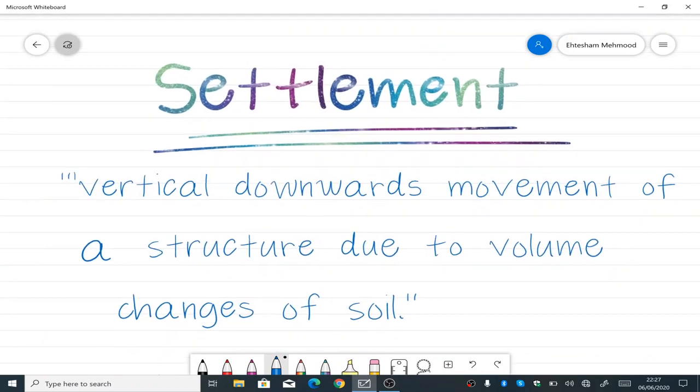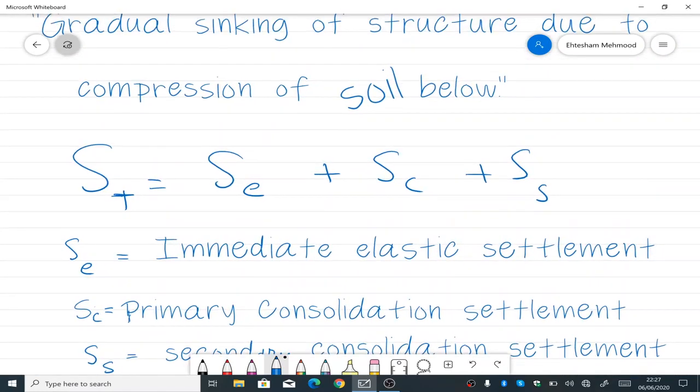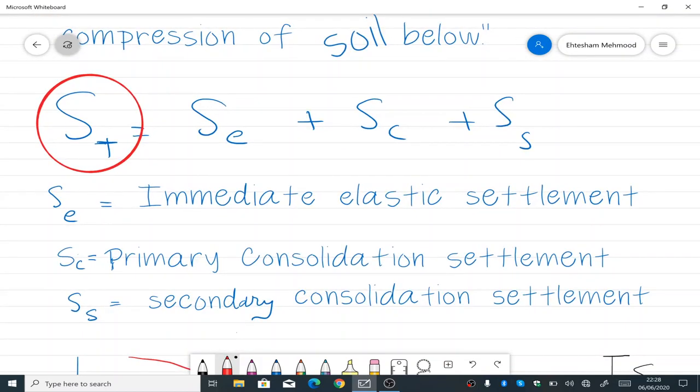Settlement. What is settlement? It is the vertical downward movement of a structure due to the volume changes of the soil, or in other words, gradual sinking of a structure due to the compression of the soil below. If we talk about settlement, S_T indicates the total settlement, which is equal to S_E plus S_C plus S_S, where S_E is the immediate elastic settlement, S_C is the primary consolidation settlement, and S_S is the secondary consolidation settlement.